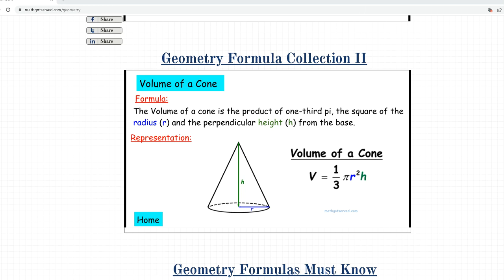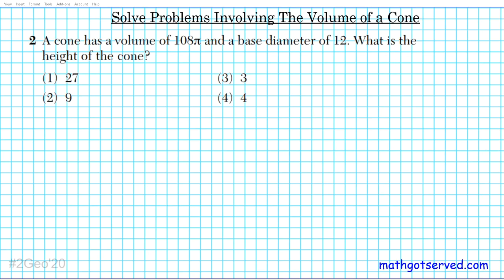solve the problem. So let's go ahead and write down the formula. V, volume, is equal to 1/3 pi r squared h. Sometimes, like in this particular problem, you'll be given the diameter instead. In that case, you have to find what the radius is. If you remember, the radius is the diameter divided by 2.